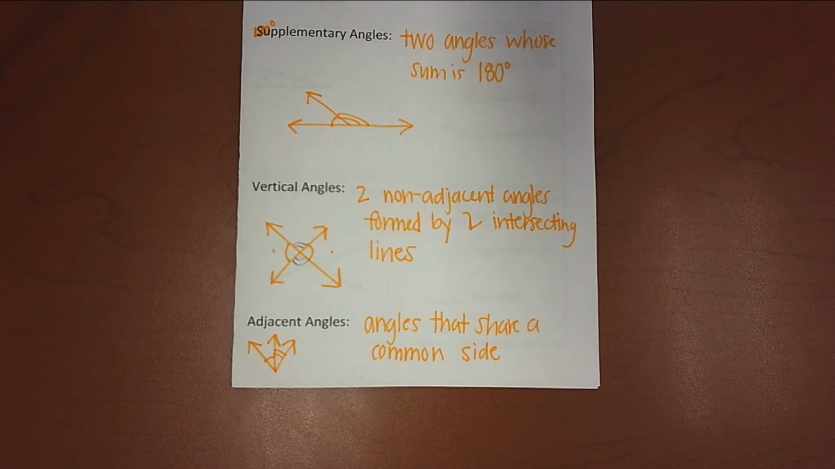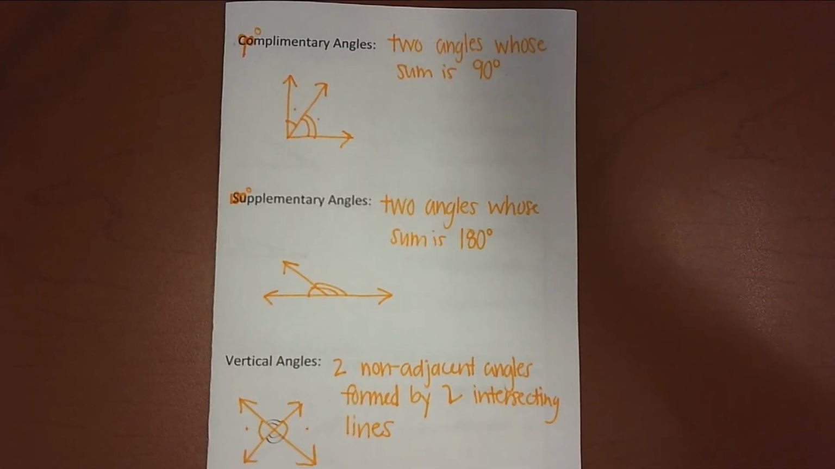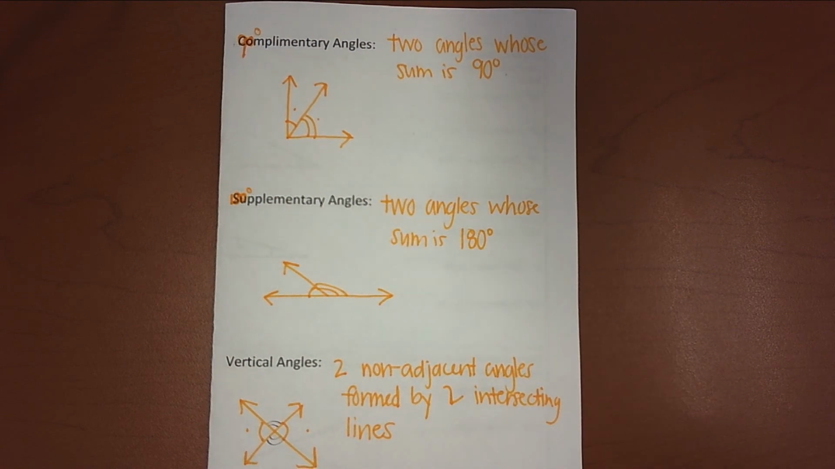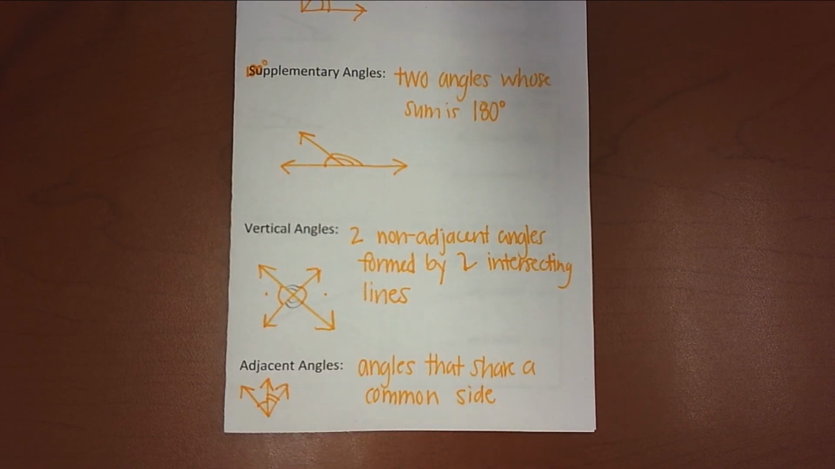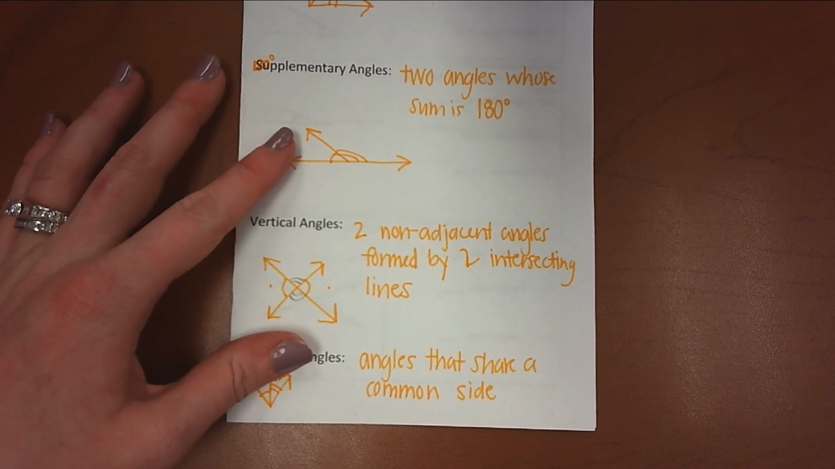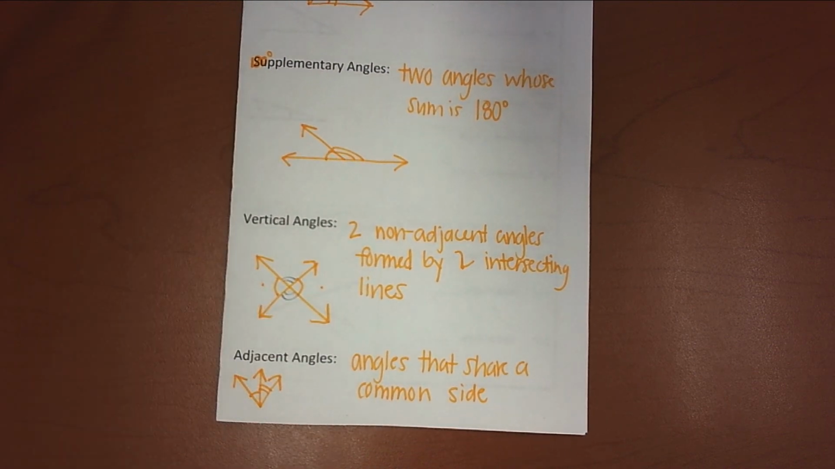So we've got complementary angles, two angles whose sum is 90. Supplementary angles, two angles whose sum is 180 degrees. Vertical angles, two non-adjacent angles formed by two intersecting lines. And adjacent angles are angles that share a common side.